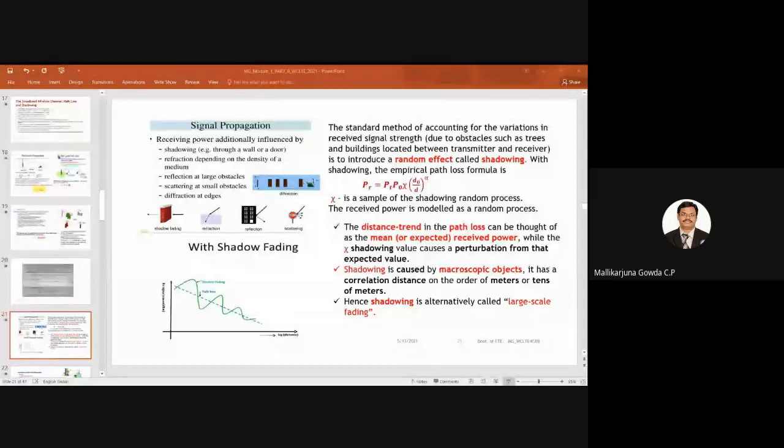Hope this point is clear. We consider path loss as the mean of the received power, and shadowing is the variations with respect to that mean value in the received signal. So this graph is important. You should be able to write all these things with respect to this graph. Path loss is the mean or average or expected value of the received power, and shadowing is variations from that mean value.